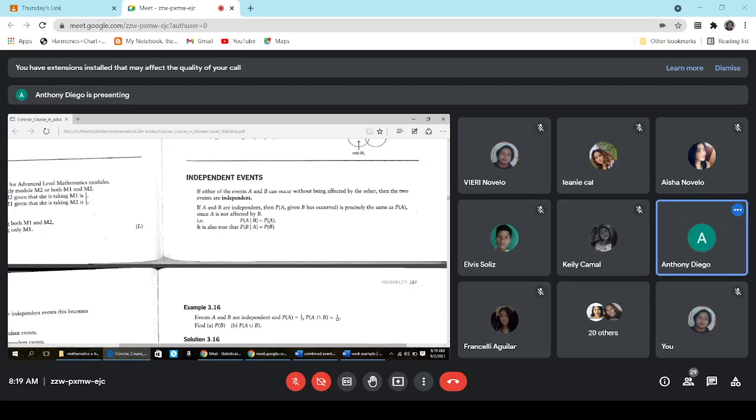Probability of A, and the probability of B given A is equal to the probability of B. These are two important notations that you need to know. So write those down.